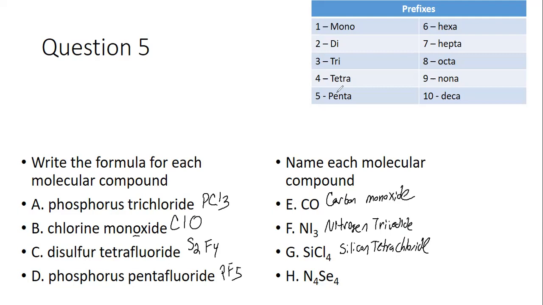All right. The last one is four nitrogen, so tetranitrogen. Then we have another tetra. And Se is selenium or selenide, tetraselenide.